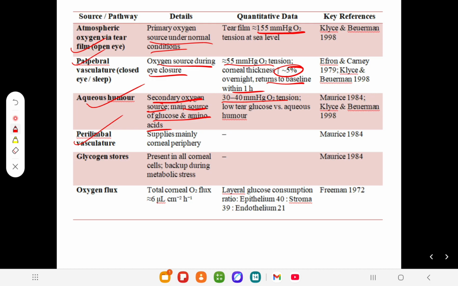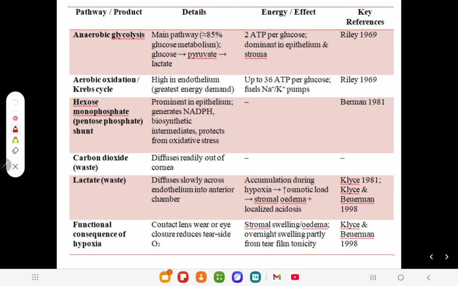Glycogen storage is present in all corneal cells and breaks down during metabolic stress. That's another thing. Total corneal oxygen flux is 6 microliters per centimeter square per hour, and glucose consumption is highest in the epithelium, then second the stroma, and then third the endothelium. So basically the corneal epithelium is highly metabolically active. Okay, so this is the aerobic pathway and anaerobic pathway, and I'm going to discuss the important points here.